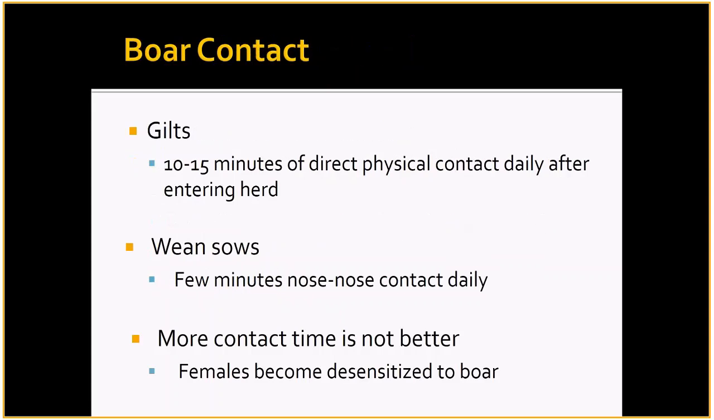As far as contact goes, especially when you've got new gilts, new breeding stock into the site, around 10 to 15 minutes of direct physical contact, whether that be in the same pen, is important on a daily basis. Weaned sows, depending on your herd, sometimes might really only need a few minutes of nose-to-nose contact to get them to come back into heat.